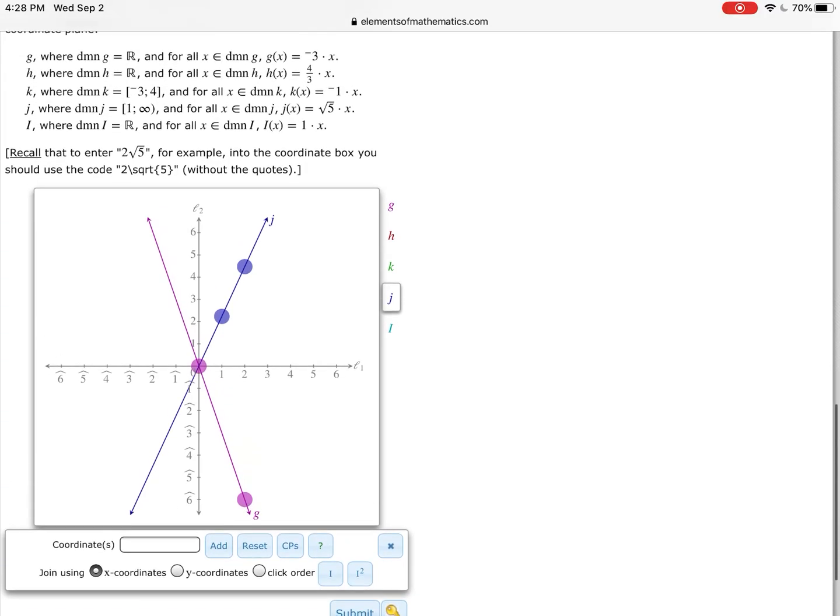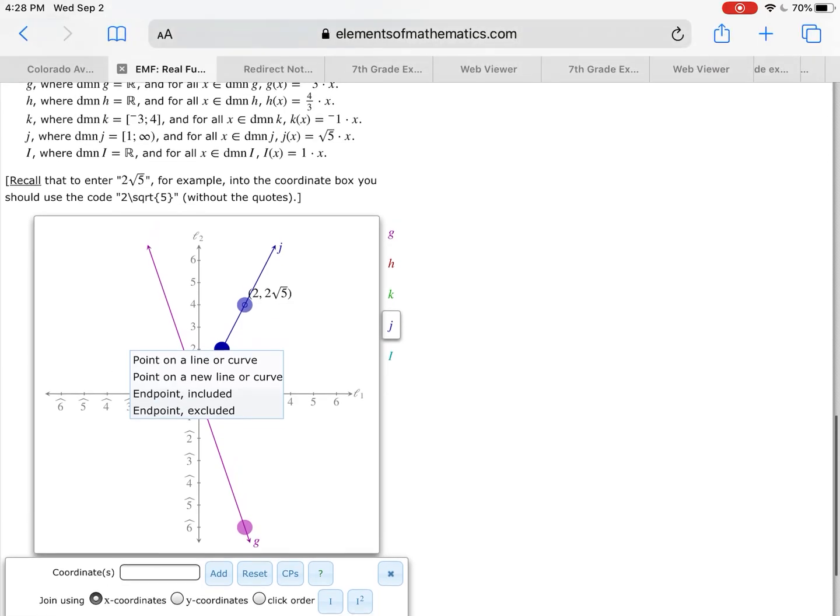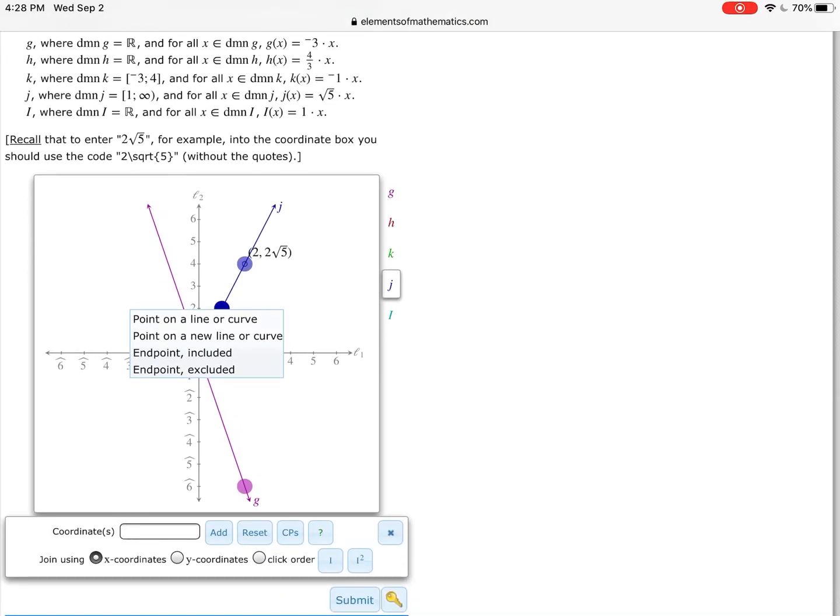Now, again though, because the domain is just 1 to infinity, I want to say endpoint included, like so, and no, I don't want endpoint included on that. Actually, that's fine. I'm just going to click away, and that will be good enough. I'm just going to say point on a line or curve, and that's fine. If you ever have to click out of that, just click on point on a line. Never mind, I didn't mean to make it an endpoint. I don't want it to be an endpoint because this thing goes on to infinity as described by the domain of J, 1 to infinity.